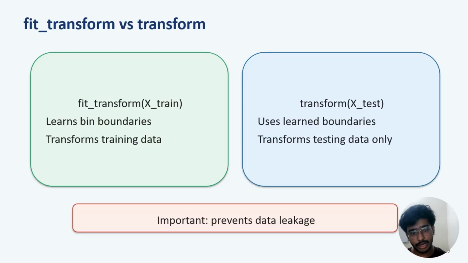So remember, whenever we are using training data, we use fit transform. And whenever we're using testing data, we use transform. So this prevents data leakage. Okay.